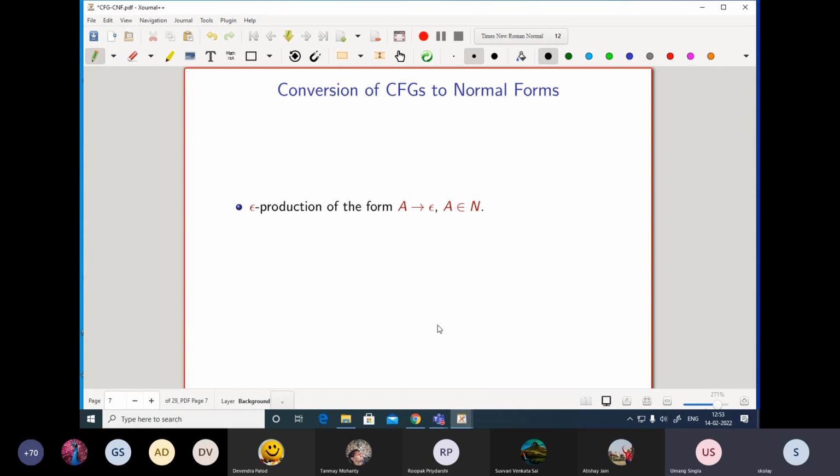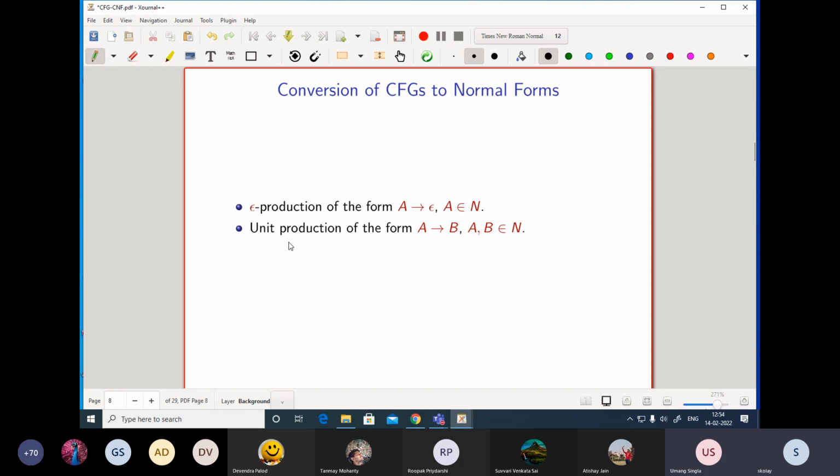Okay, now we will try to see what is the process of converting context-free grammars with any kind of production to those in normal form. And in particular, we will only be looking at Chomsky normal form in this course. Conversion to Greibach normal form is a little bit more involved. Chomsky normal form is good enough for us.